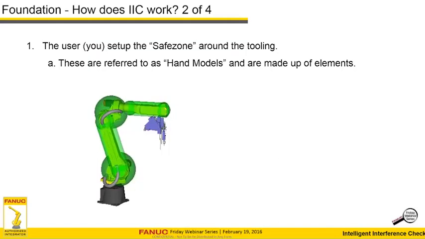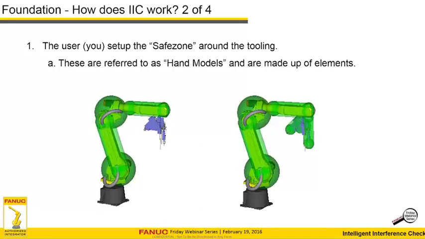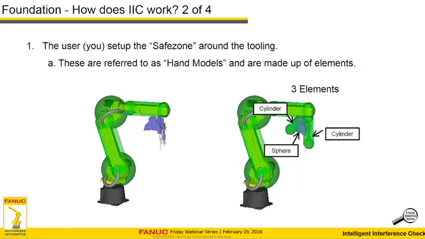So the robot model is provided. And then it's up to you to create the safe zone around the tooling, which is called a hand model. And these are made up of elements. As you can see the difference in the photos here, the robot on the right has the safe zone around the tool, and it's made up of 3 separate elements, which are 2 cylinders and a sphere.